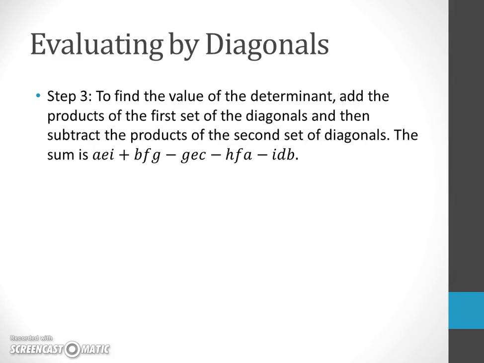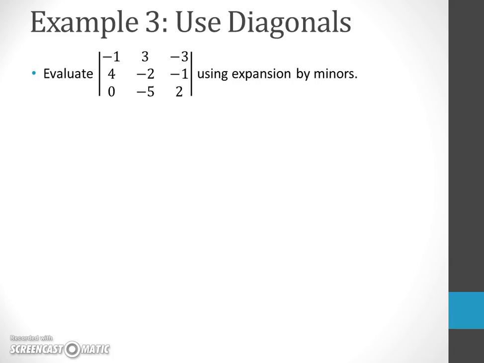And then step 3, to find the value of the determinant, we add the products of the first set of the diagonals and then subtract the products of the second set of diagonals. The sum would become AEI plus BFG minus GEC minus HFA minus IDB. So let's see the diagonals done here. So we rewrite the first two columns to the right of the determinant. So that's what we have here. We rewrote the columns.